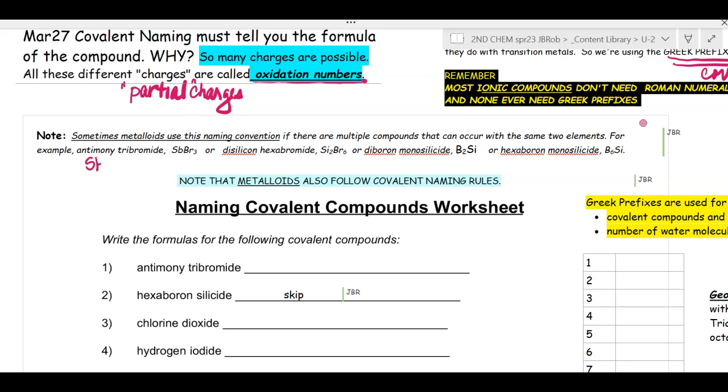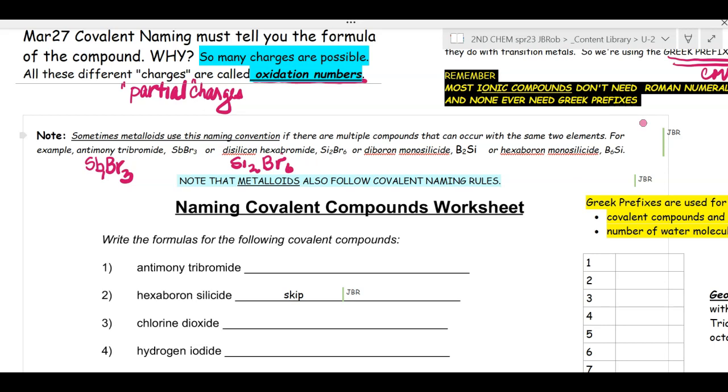Antimony is Sb. Tribromide means 3 bromine atoms. So that name tells you there's 1 antimony atom and 3 bromine atoms. Or disilicon hexabromide. Di in the Greek prefixes means 2. Disilicon hexabromide, hexa means 6. So there would be 6 bromines.